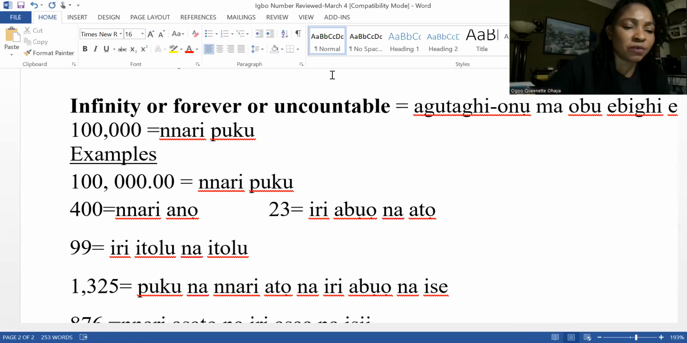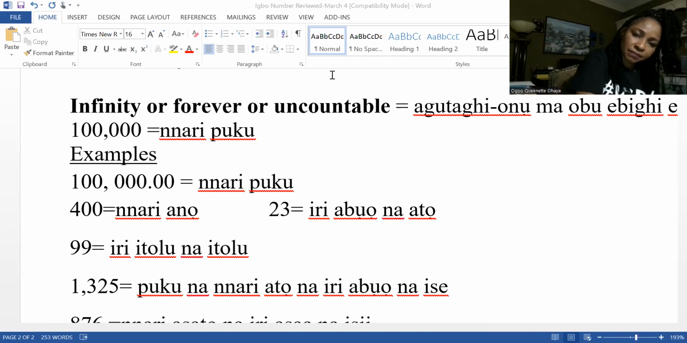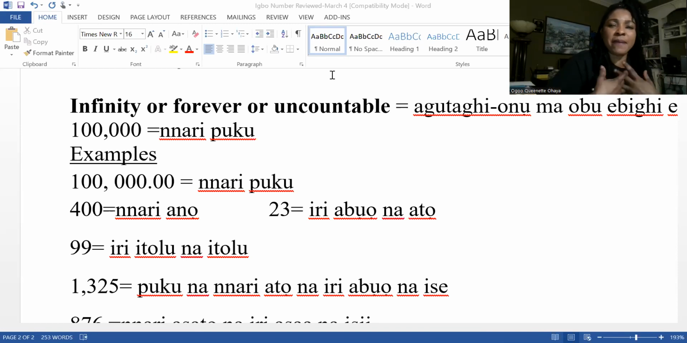Zara, ị nwere ajụjụ? Okay, I'm going to unmute you, Zara. Ngwa, unmute yourself. Aha m bụ Zara. Enwere m ajụjụ. Ngwa jụọ ajụjụ.